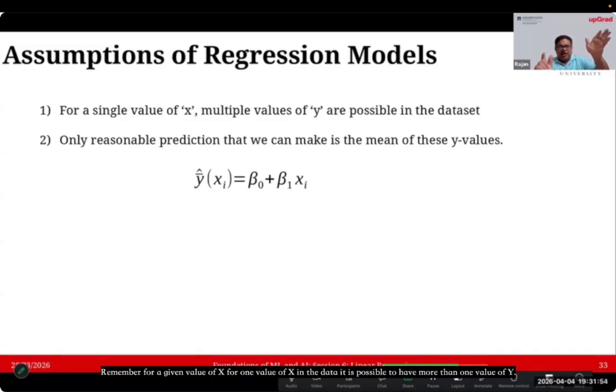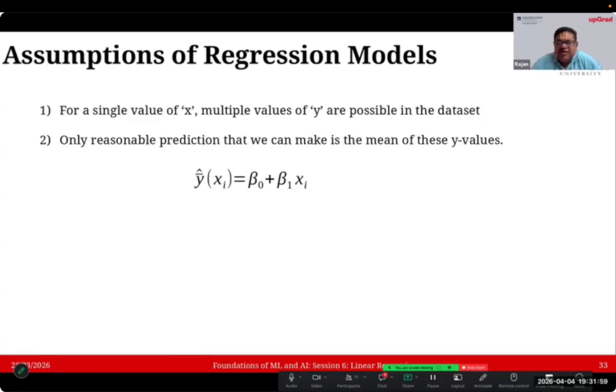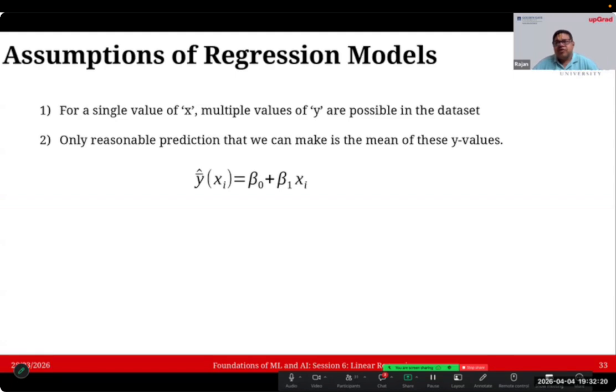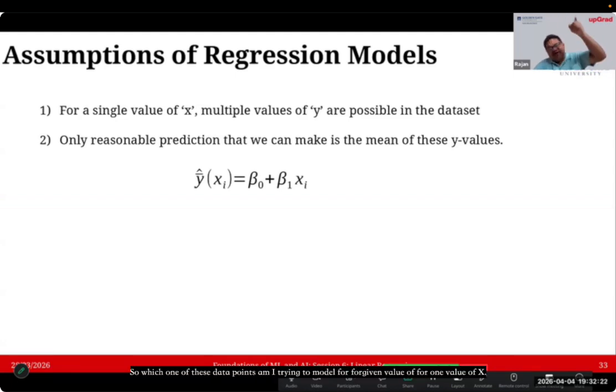The observation that we made earlier: you build a model based upon a sample of the historical data you have collected so far. For a given value of x, it is possible to have more than one value of y in the data. But now the question is, when I use an equation like y hat is equal to beta naught plus beta 1 x1, and I give one value of x, I get only one value of y. With the original data that you had, the data points had some kind of a distribution.